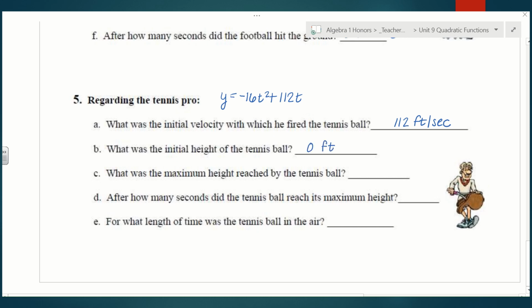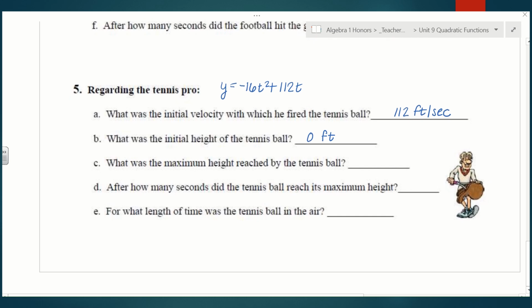The maximum height reached by the tennis ball, so here we go with our calculator. Okay, get a good window. Pause the video, find the maximum height. If you did it correctly, you should have gotten that the y-coordinate of the maximum is 196, which is exactly what we wanted.